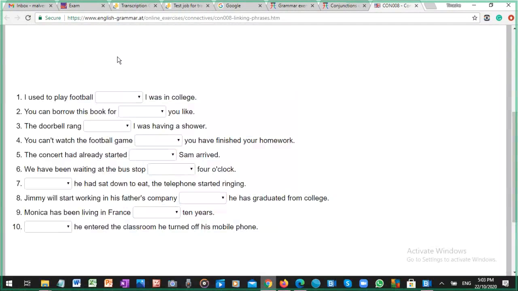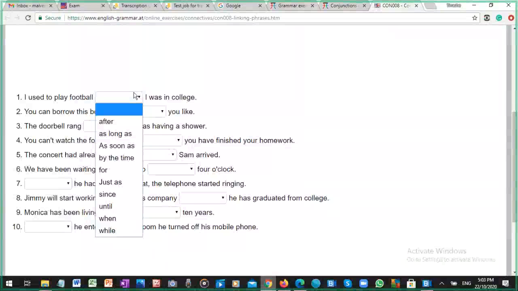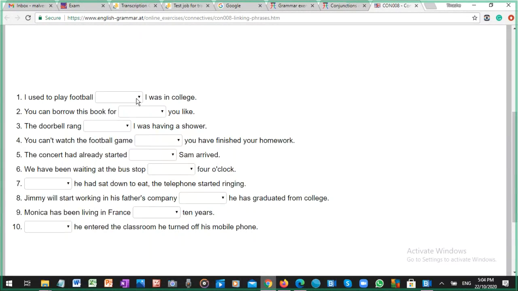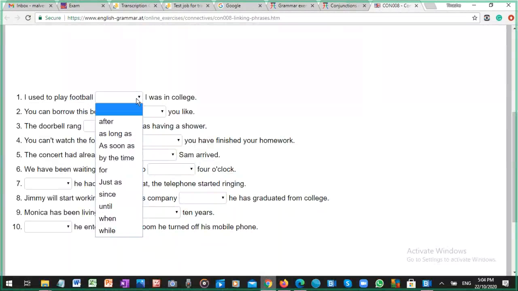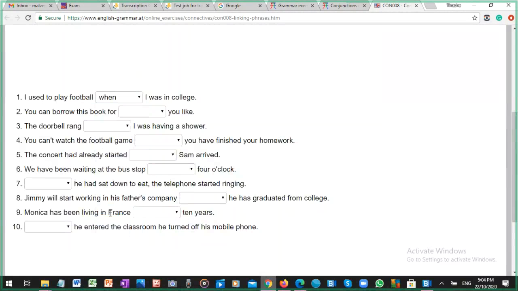So number one, he said, I used to play football, dash, I was in college. What did we say was the answer here? After. We said after is used in the future, remember? This is in the past. So what's the correct one? No, it's not after. After is used for the future. When? Well done. It's when. I used to play football when I was in college. Back then, it's in the past.